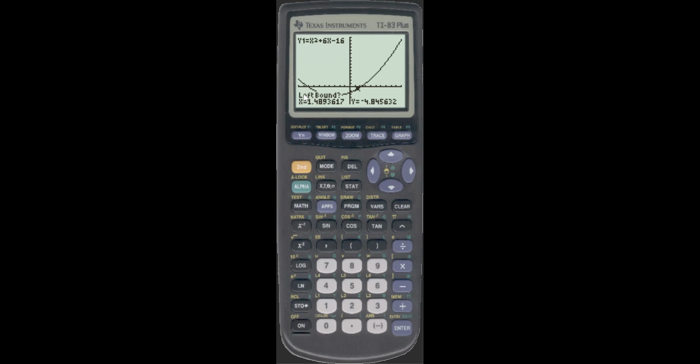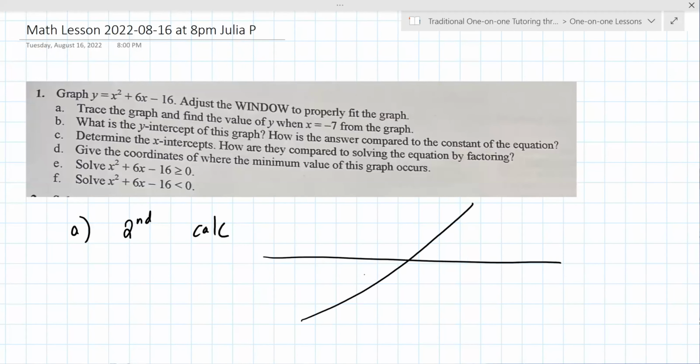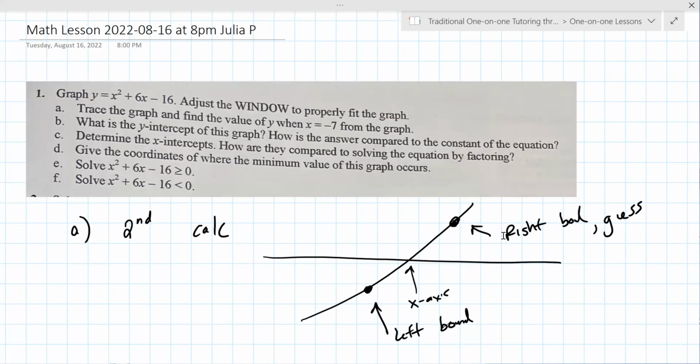Okay, so it says left bound. Actually, I'm going to go back to the other screen for a moment, and I'll come back. So when you're finding a 0, this is your left bound. Your left bound is below. See, this is where it hits the x-axis, but your left bound is just a little bit below it. Your right bound is going to be a little bit above it. And then it says to make a guess, you should always just choose the right bound. You don't have to get any closer than that. So let me go back to the TI-83 screen.